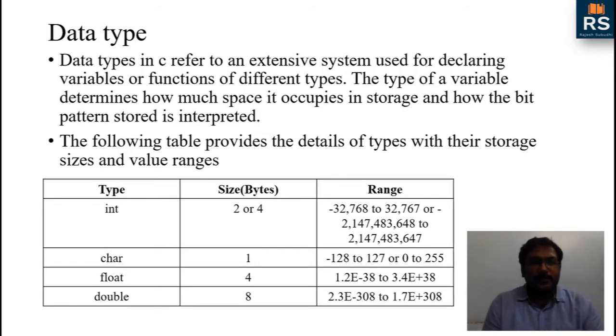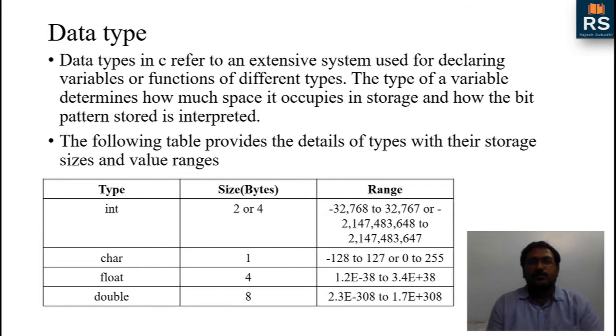Now let us see what is data type. As I already mentioned, for writing a variable we need a data type. So data type indicates what type of data or what type of variable you can say. Basically, what is data type? It's a type. It indicates the type of data which is going to be stored in a variable.